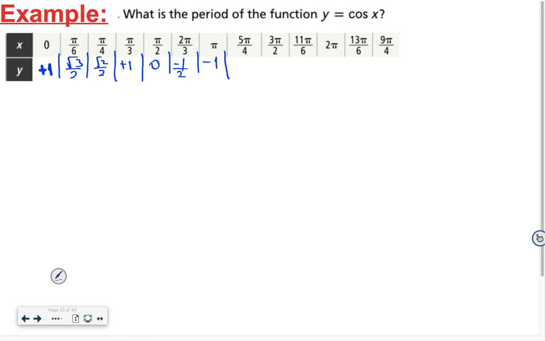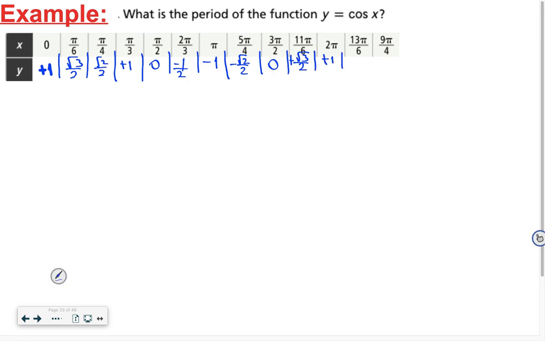Now, 5 pi over 4 is an angle located in the third quadrant. That's why your value will be negative radical 2 over 2. 3 pi over 2 is going to be 0. 11 pi over 6 will be, let's calculate. Pi over 6 is 30, times 11 will be equal to 330, which is located in the fourth quadrant, and the value is positive radical 3 over 2, and 2 pi is positive 1.